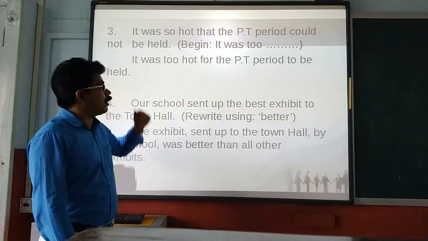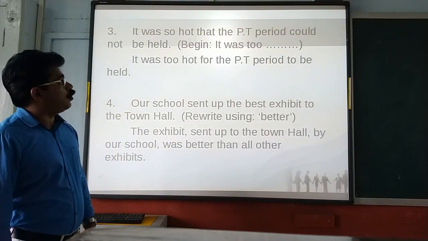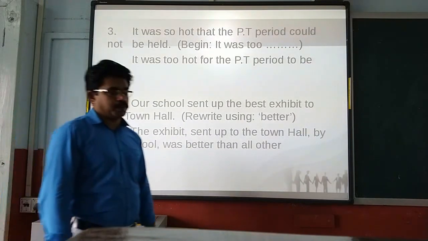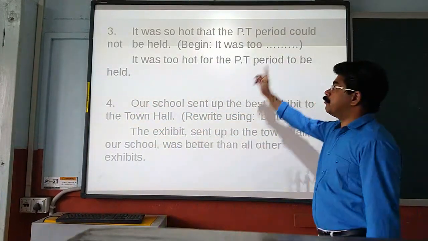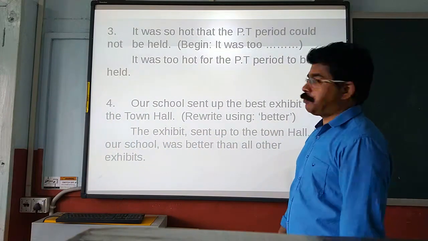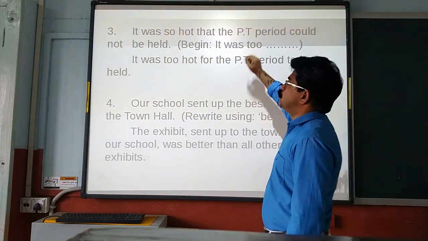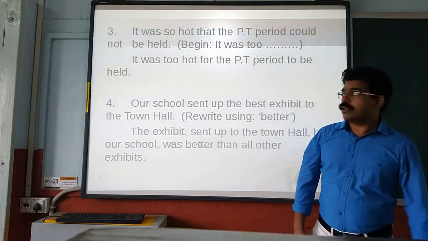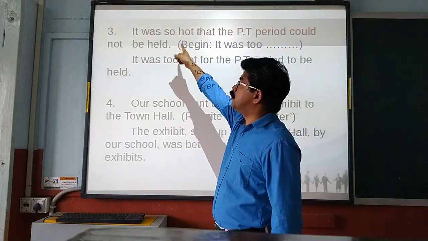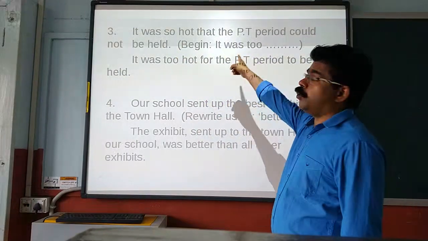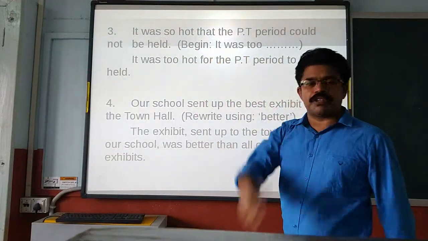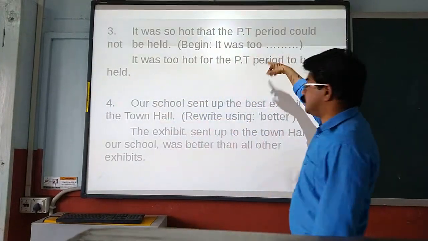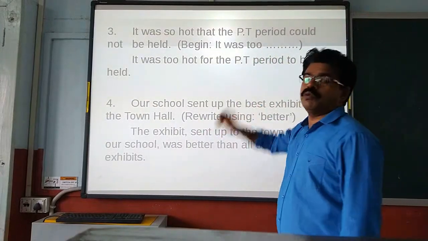So third question, what we have written here is, "It was so hot that the PT period could not be held." Begin, "It was too..." Now as it is given there, the instruction is very clear. So what are you expected to do here? "It was too hot." When you get a sentence of this sort, the moment you see wordings like "so hot that," it should naturally come to your mind that changes will be taking place, that will be replaced by "too," unless any other instruction is given. So here it is naturally given, "It was too."